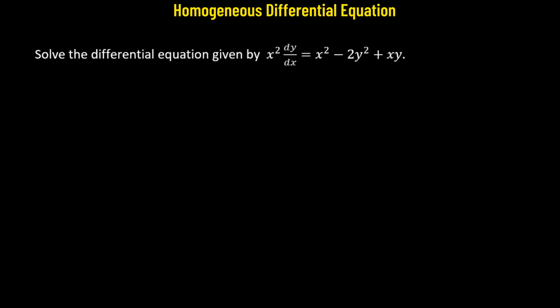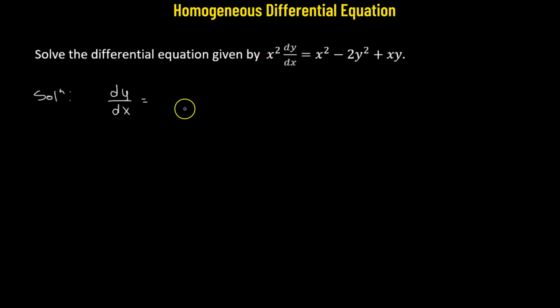Let's solve the following differential equation. So here, this is a homogeneous differential equation. And to check whether it is homogeneous or not, we need to rewrite this differential equation as dy over dx. All we are doing is dividing both sides of this equation by x squared.